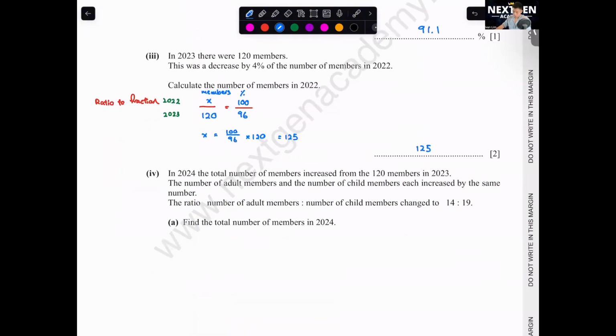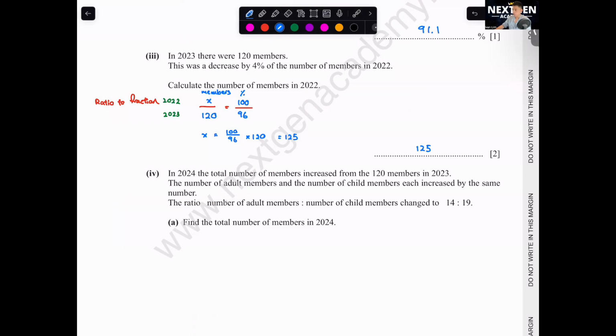Number 4. In 2024, the total number of members increased from 120 members in 2023. The number of adult members and the number of child members each increased by the same number. So we don't know what this number is. The ratio of the number of adult members to the number of child members changed to 14 to 19. Find the total number of members in 2024.